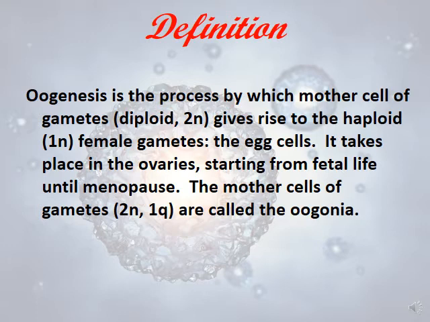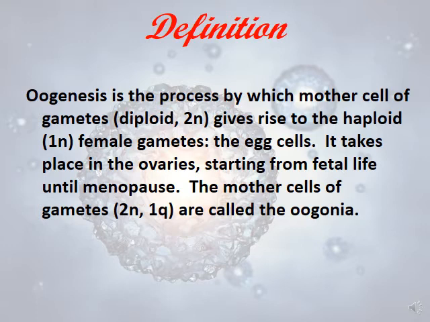Okay, so menopause is the stage where there is no production of the egg cells. This stage is known in Arabic as sin el-yas. So menopause is the stage where there is no production of egg cells.